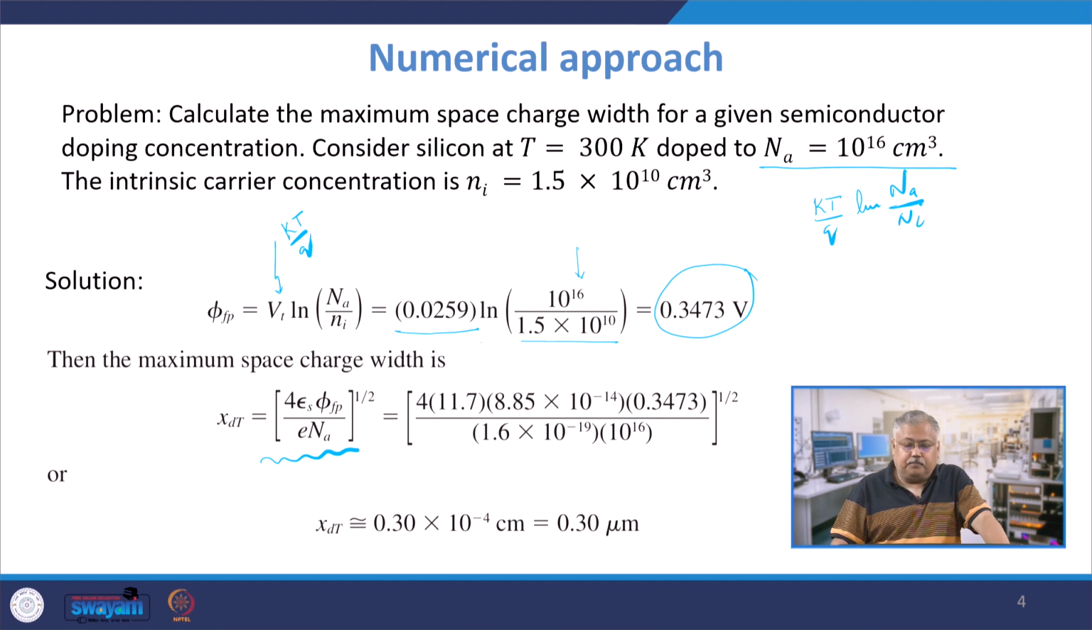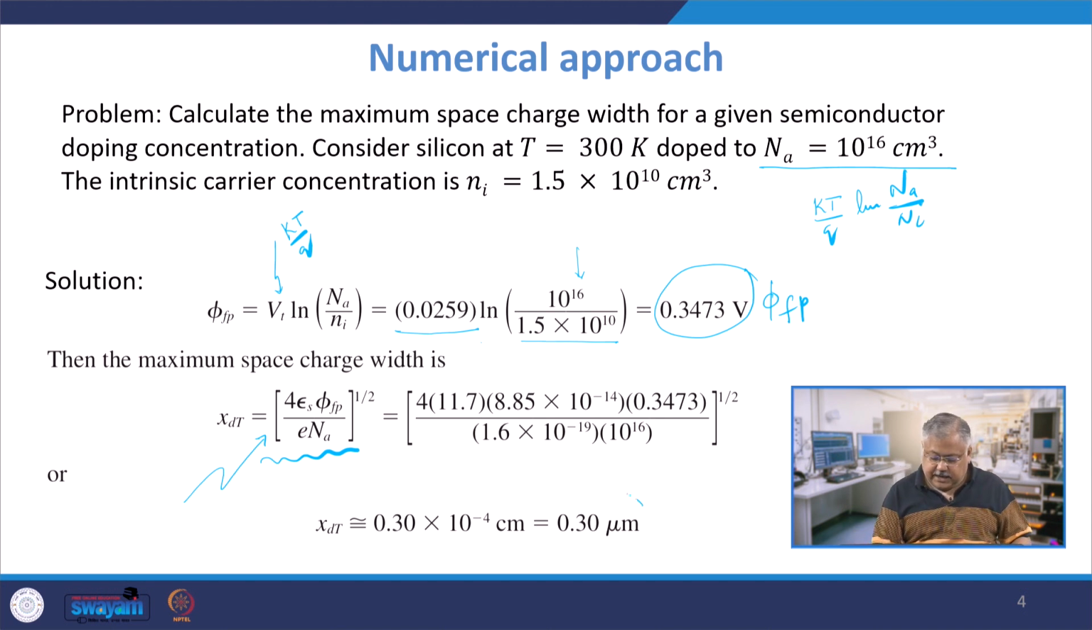3.3473 volts. You take this value of phi fp and place it in this expression for xdt. Xdt is the width of the space charge, and if you place it and do some mathematical manipulation, you get that the width of the space charge region is approximately 0.3 micrometer, right? Why it is interesting to note is how this value is affected by the value of Na.